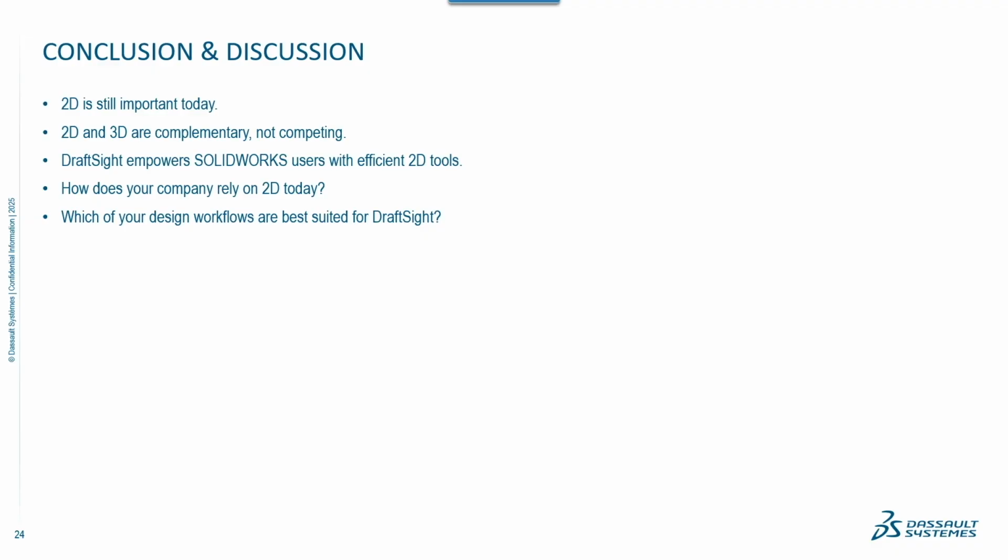But 3D and 2D are complementary. In certain instances, it doesn't make sense to have to use SOLIDWORKS. It might be simpler to go ahead and use DraftSight in particular for facilities, perhaps, or for diagrams. So DraftSight empowers SOLIDWORKS users with efficient tools. Again, I heard something earlier about if you have a hammer, all you use to drive nails is a hammer. So use the right tool for the right job.